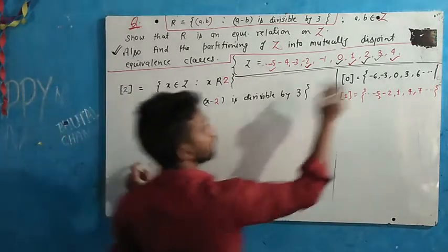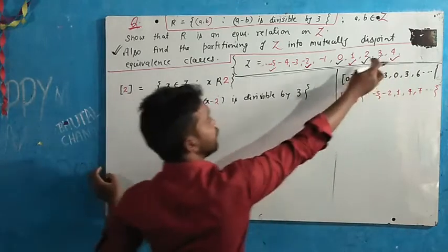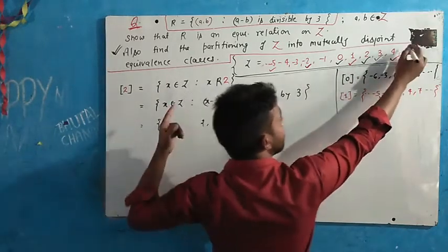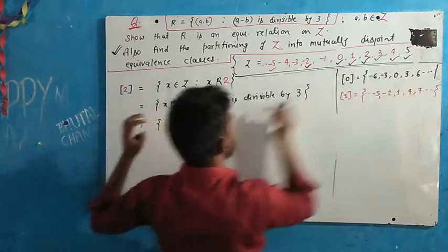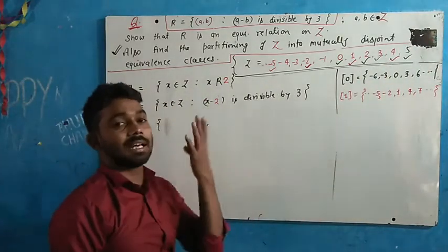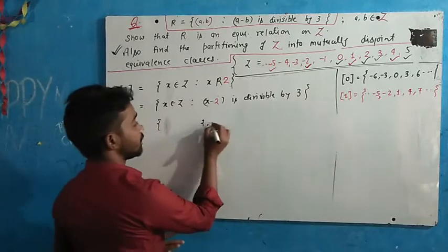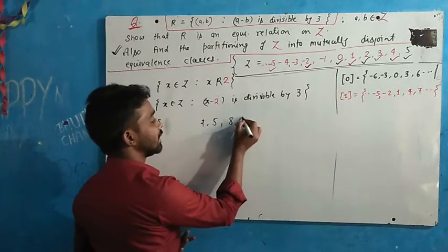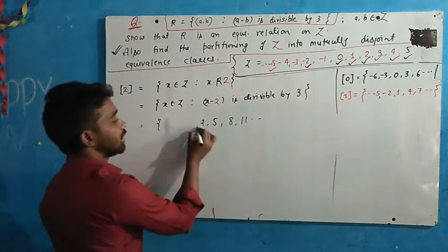So after 2, the next number will be 3. It is not possible, 3 minus 2 is not divisible. Then 4, 4 minus 2 again not possible. And the next number will be 5. 5 we can take because 5 minus 2 gives 3, and 3 is divisible by 3. So the next number will be 5, and of course 2, 3 more gives 5, then 8, then 11. Like that, this is the pattern. Now see the negative numbers.